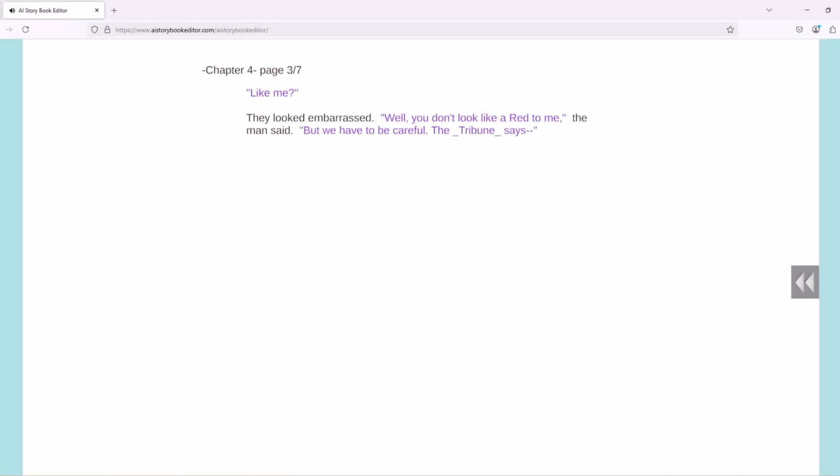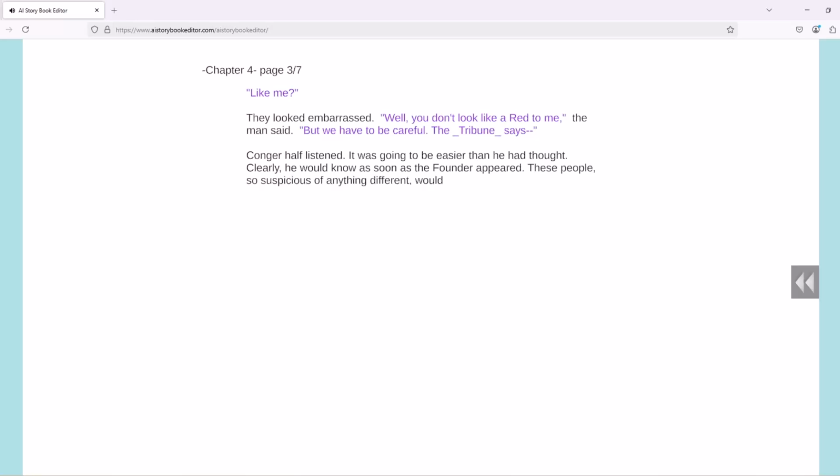"The Tribune says..." Conger half listened. It was going to be easier than he had thought. Clearly, he would know as soon as the founder appeared. These people, so suspicious of anything different, would be buzzing and gossiping and spreading the story. All he had to do was lie low and listen, down at the general store perhaps, or even here, in Mrs. Appleton's boarding house. "Can I see the room?"